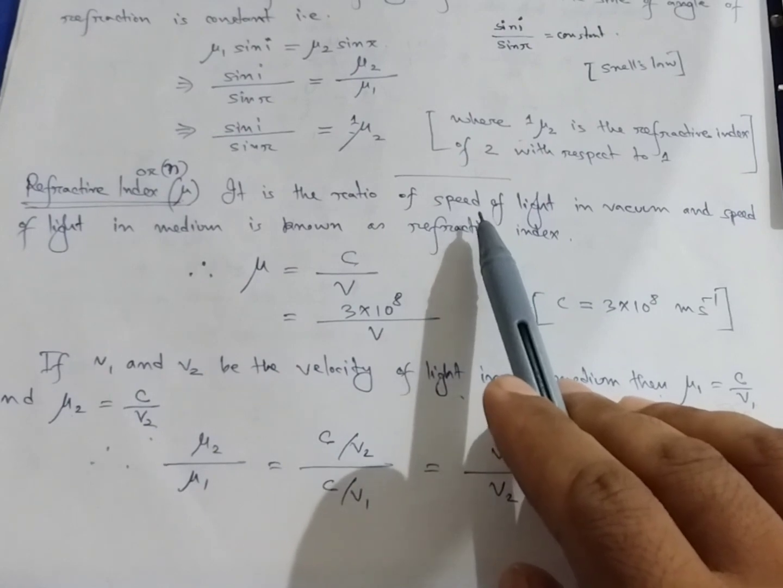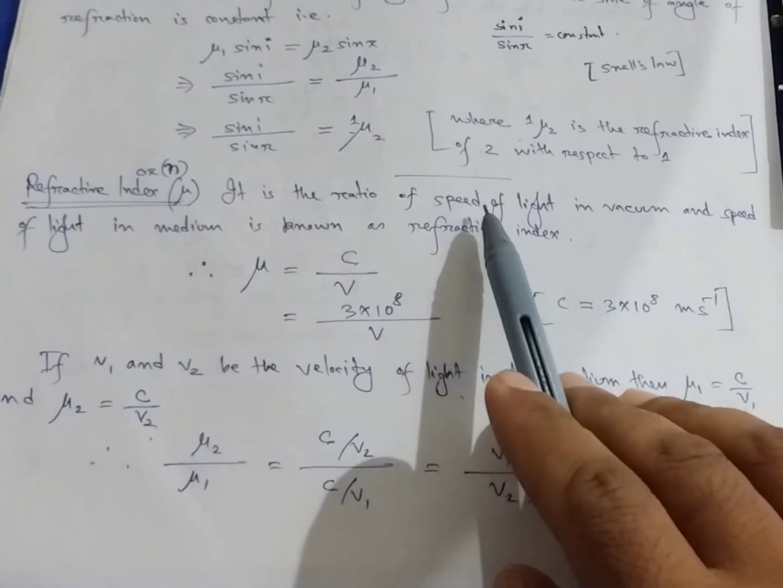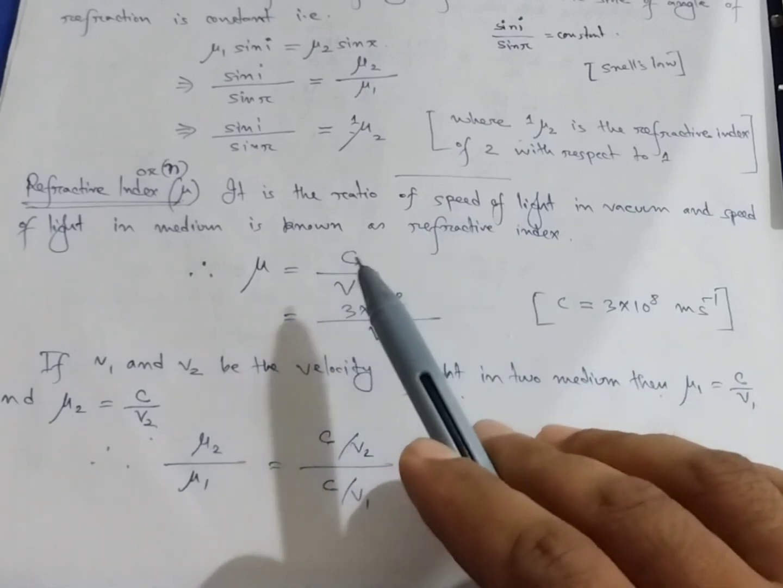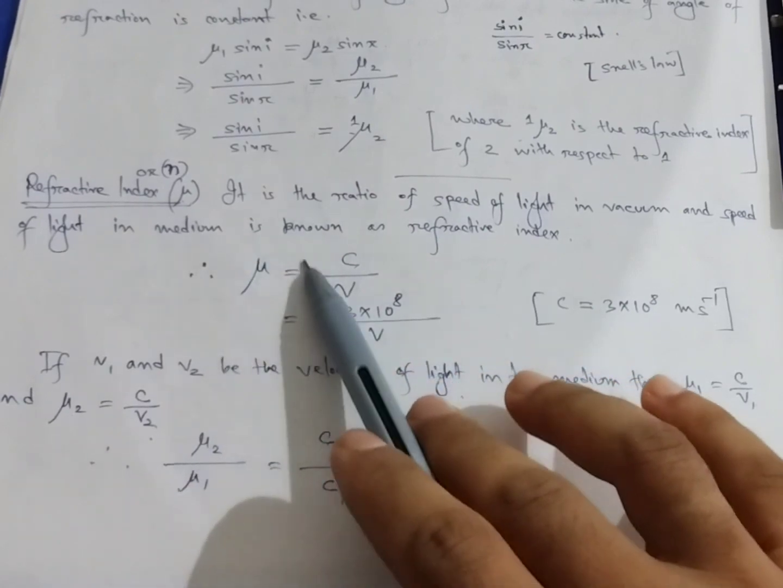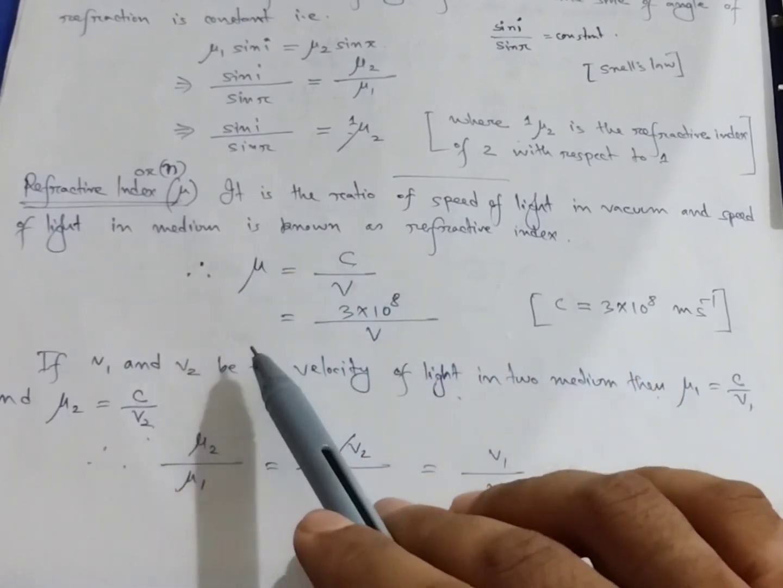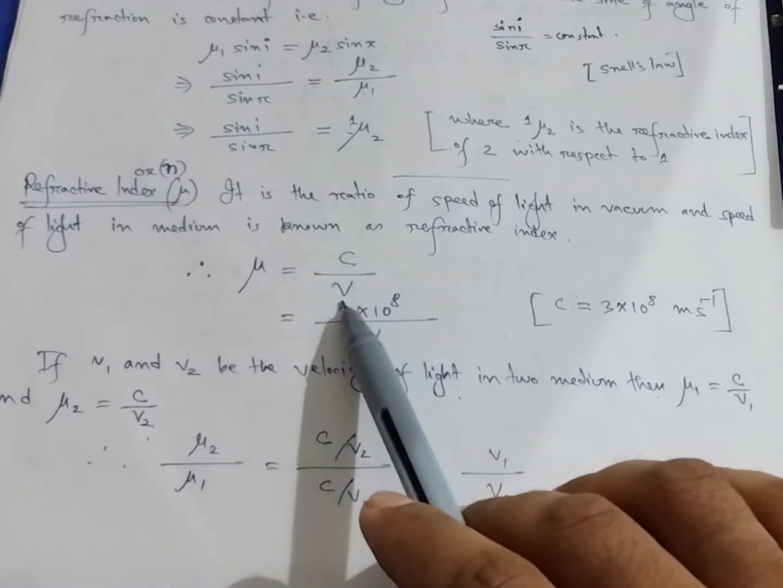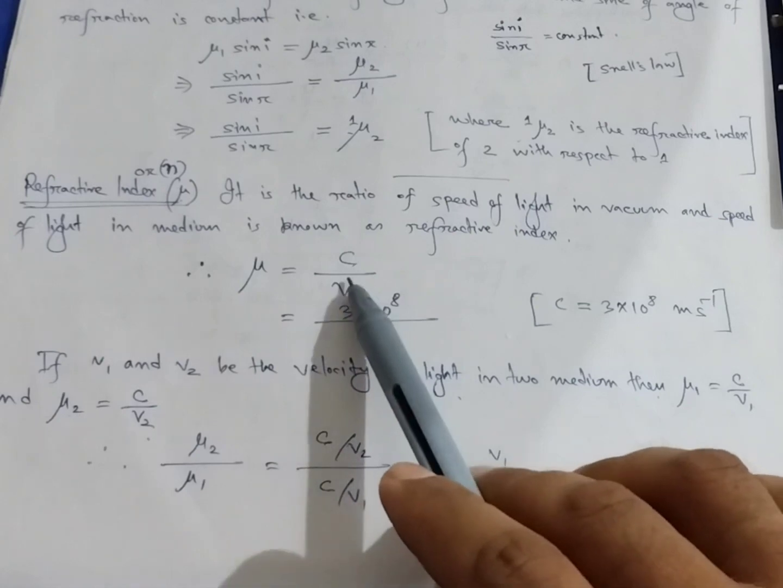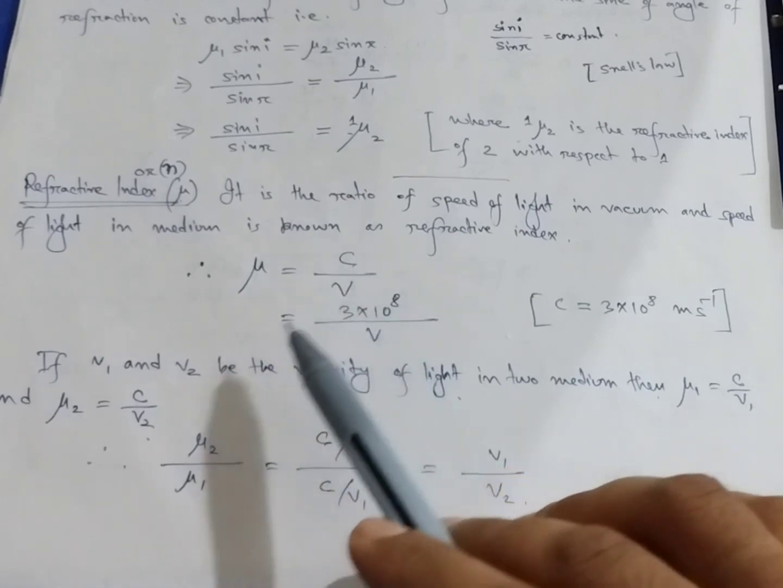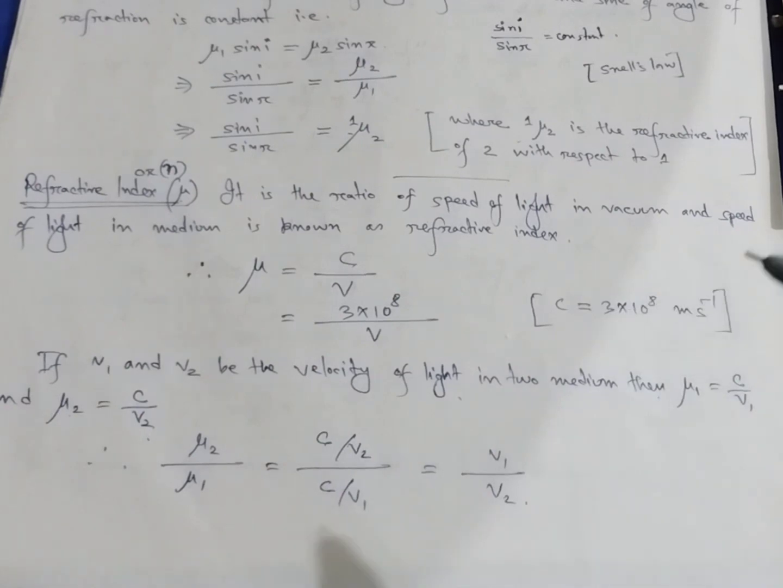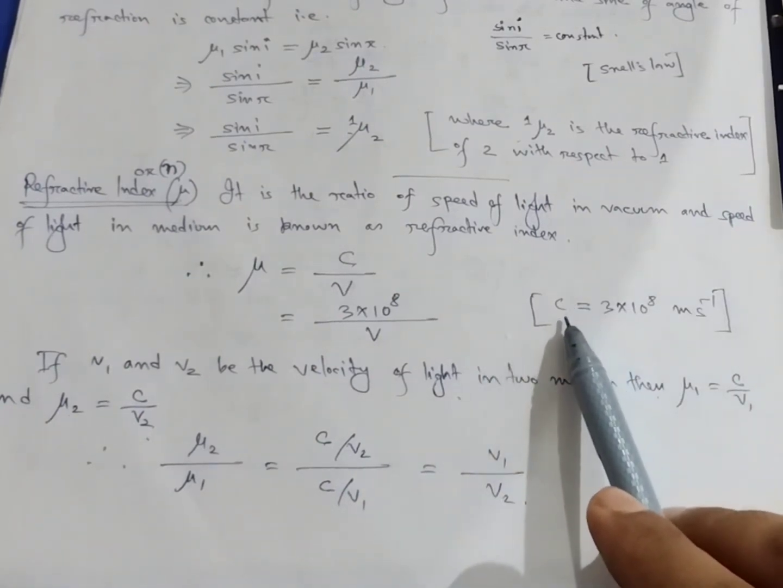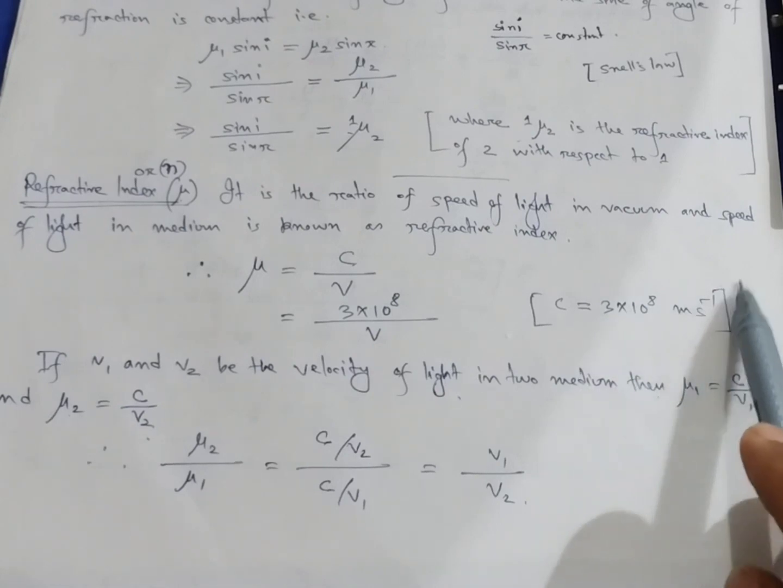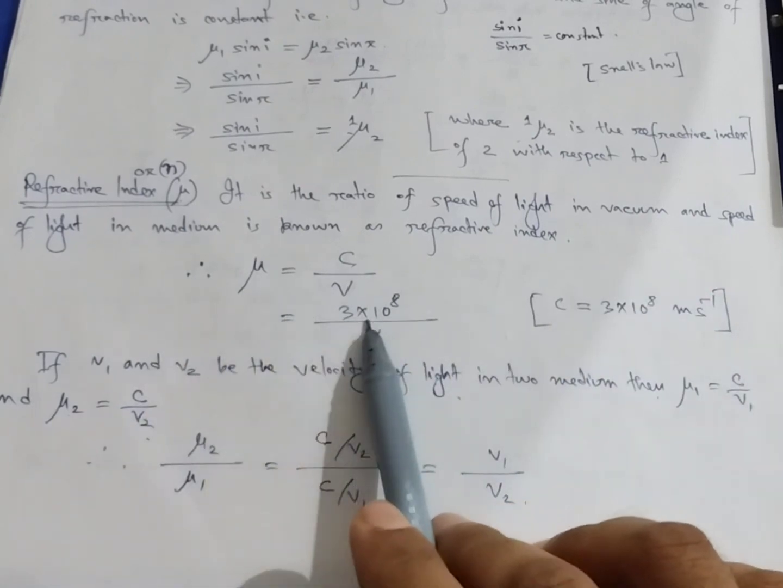The ratio of the speed of light in vacuum or air and the speed of light in another medium is the refractive index. So mu is equal to c by v, where c is called velocity of light in vacuum and v is called velocity of light in medium. Again, we know that velocity of light in vacuum is equal to 3 into 10 to the power 8 meter per second.